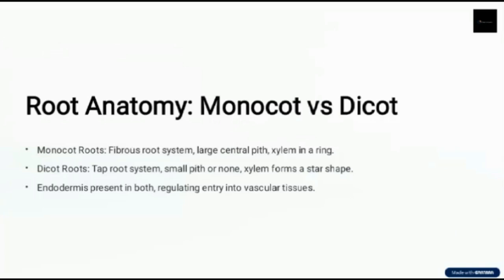For root anatomy, remember we are studying monocotyledon versus dicotyledon. So in monocotyledon, you find out that they have what is called a fibrous root system. The roots grow horizontally and they are fibrous in nature. They are very shallow and they don't grow deep into the soil.